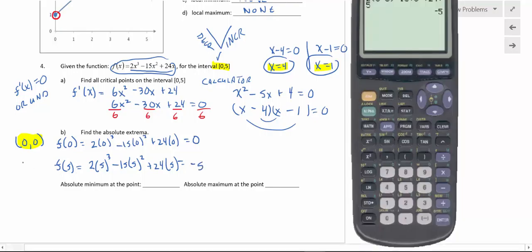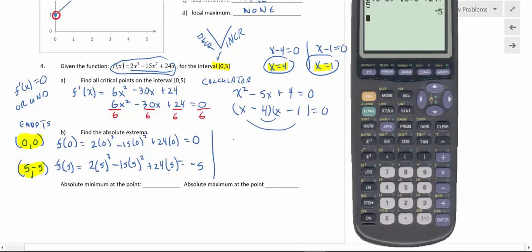and get that to calculate as negative 5. So that means you have another point. X is 5, y is negative 5. Okay, so those are the endpoints. You've got to work with the endpoints. Now you've got to work with the critical points. So these two things right here are your endpoints. It is possible that your endpoints can be absolute extrema.